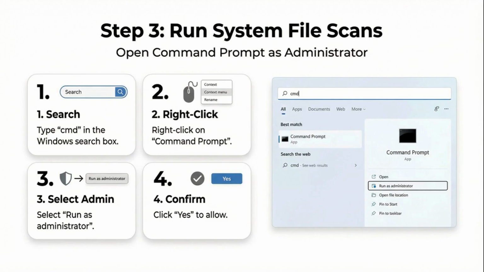Running system file scans can identify and fix underlying issues. Open Command Prompt as Administrator: search CMD, right-click to select Run as Administrator, and confirm. This prepares your system for executing necessary commands.